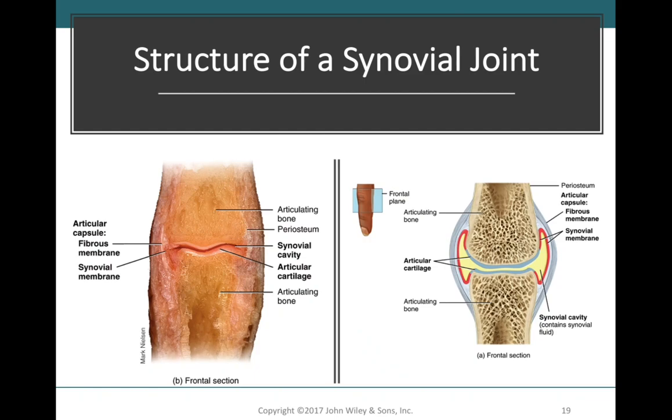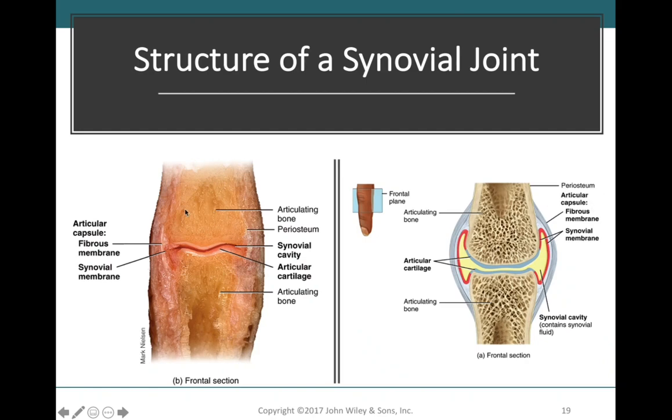Now we know from the structure of the long bone that the outside of our long bones is wrapped in what is known as periosteum. The periosteum is going to be somewhat continuous with the fibrous membrane of the articular capsule. The articular capsule is wrapping around this entire joint. It is made up of the fibrous membrane that wraps around our synovial joints, and this fibrous membrane is going to be continuous with the periosteum, and the synovial membrane that can be found on the inside. So the synovial membrane and the fibrous membrane together make up the articular capsule.